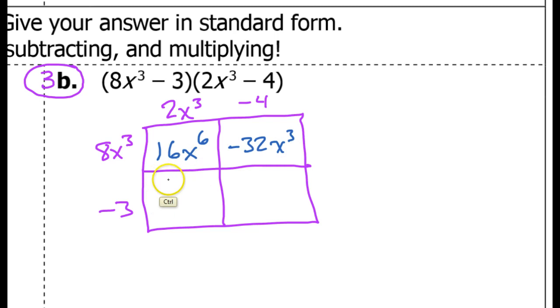Okay, for this square, I need to multiply negative 3 times 2x to the third power. So that's going to give me negative 6x to the third power. And then the last square would come from negative 3 times negative 4. So that's going to be positive 12. Okay, so these four terms really are the answer.